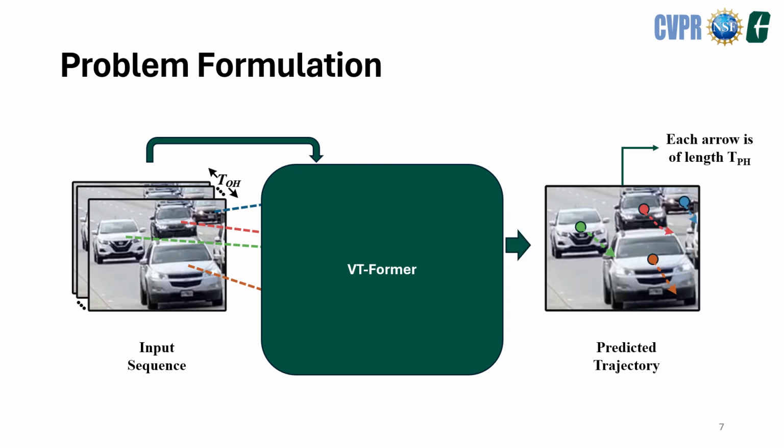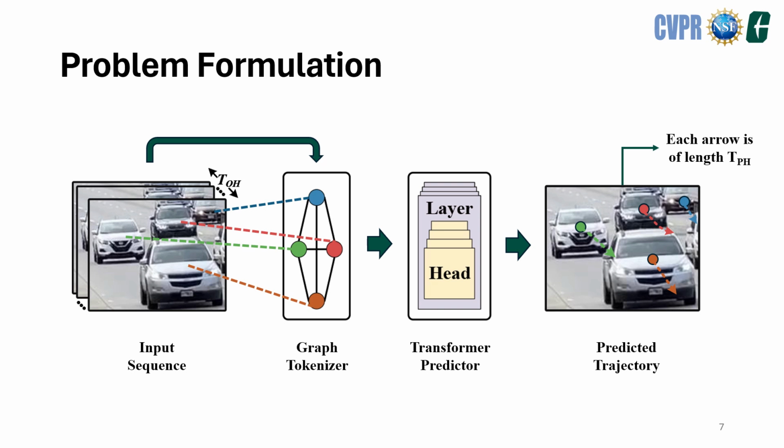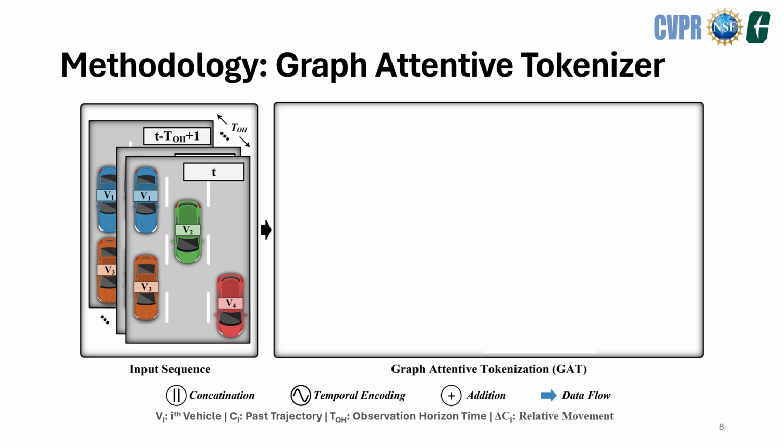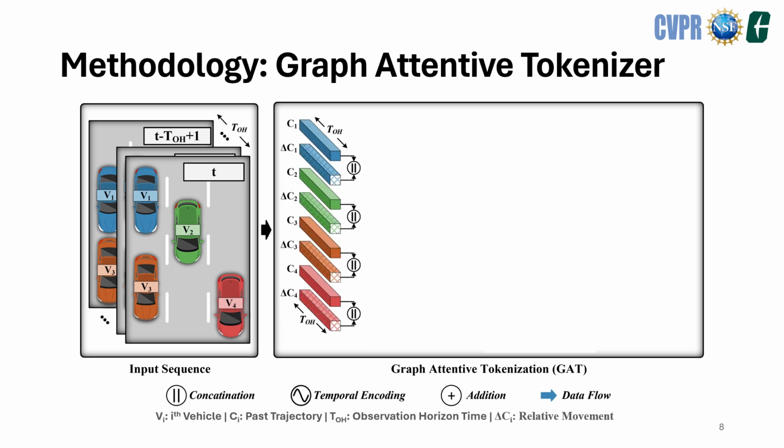Inside VT Former, there are two key components at work, which are a graph attentive tokenizer and a transformer. Together, they predict the future trajectory of vehicles. Now, let's explore the structure of the graph attentive tokenizer. The system processes the movement of available vehicles over TOH time steps as input to the GAT. Initially, it calculates the relative trajectory for each vehicle, which is the movement of each vehicle relative to its initial position in the current window.